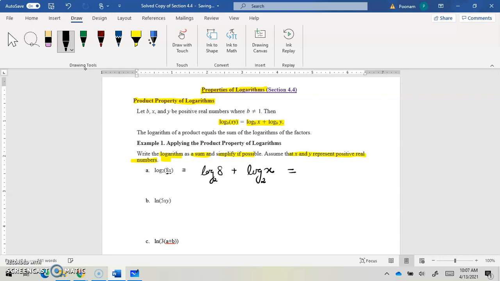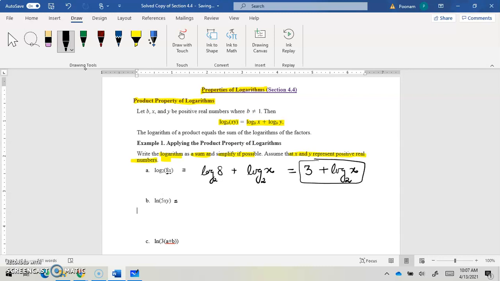Now in this case, the first one here is log of 8 with base 2. I think we can solve that. The question is what should 2 be raised to get 8? That number is 3. So log of 8 with base 2 will be 3 plus log of x with base 2. We can't find that because we do not know x. This is your answer to the first part.